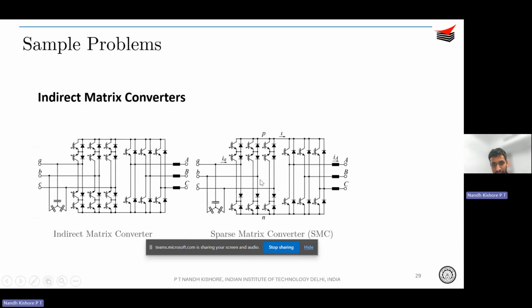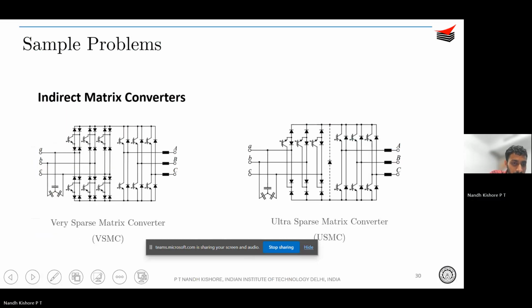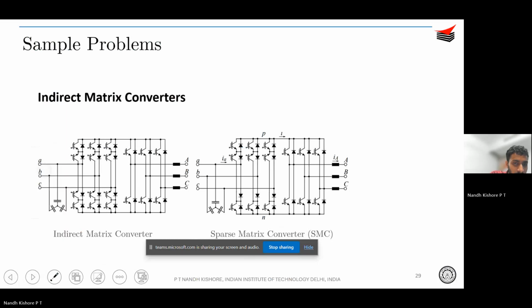So you have your sparse matrix converter over here, and of course you have IGBTs. In these you can see that you can get bidirectional current flow, because on the bottom side, if you have a look, you have diodes in both directions. If this device is on, the current will go like this, and if not, the antiparallel diode is going to conduct. So it can give bidirectional current flow.